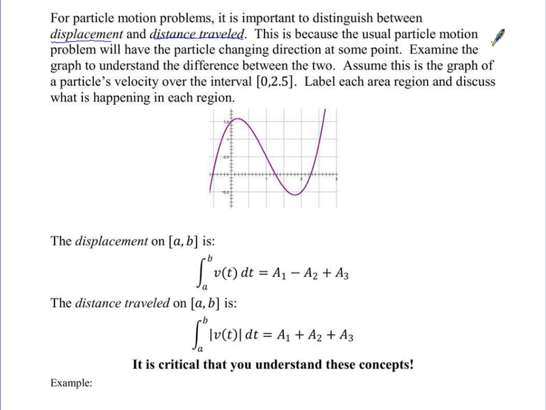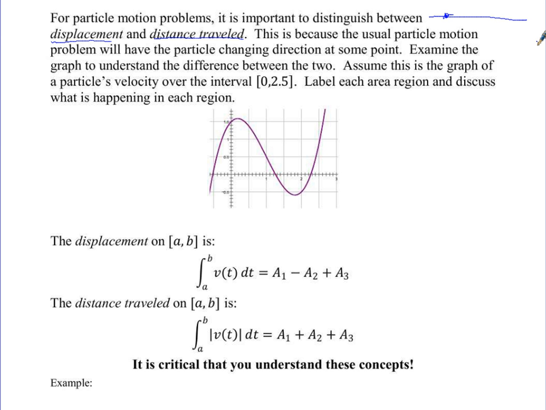Normally you're going to have some sort of situation where the particle is like, here's my line, and the particle is sort of moving along this line. Maybe it goes to the right for a while, it turns around, comes back to the left, comes back to the right. Okay, that is your typical particle displacement problem.